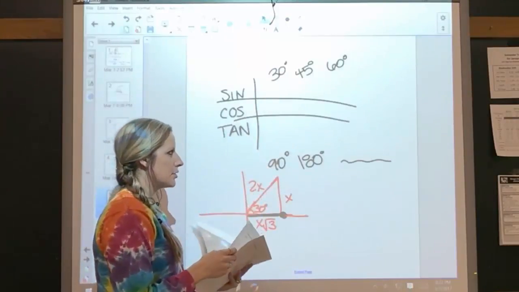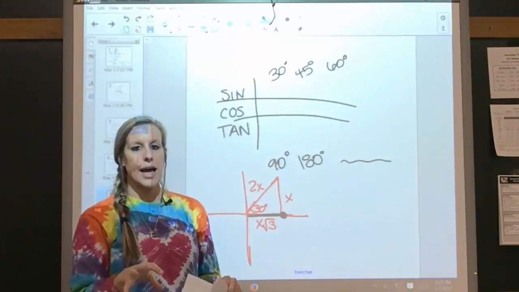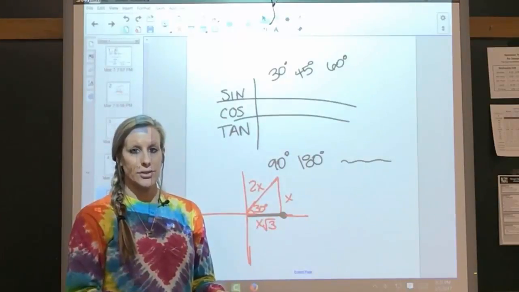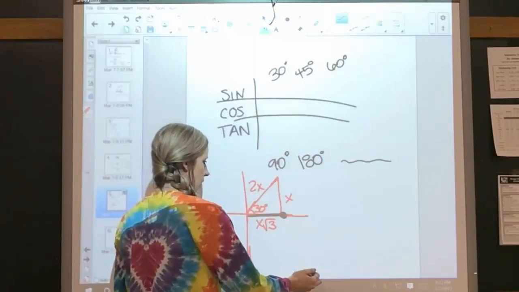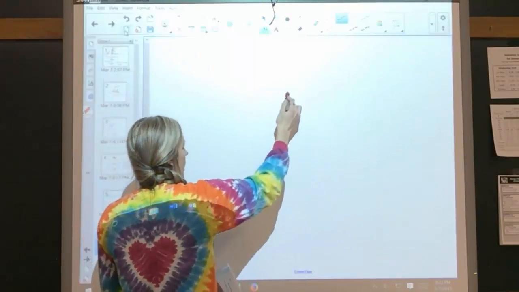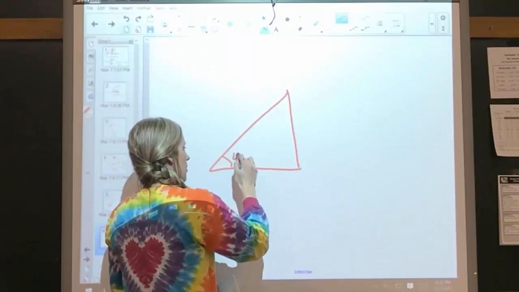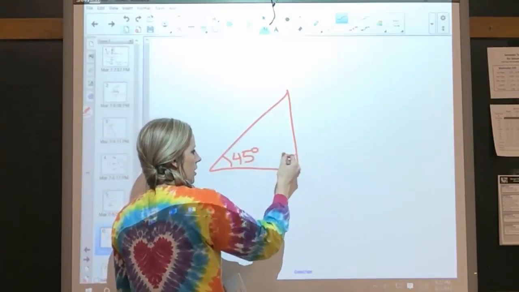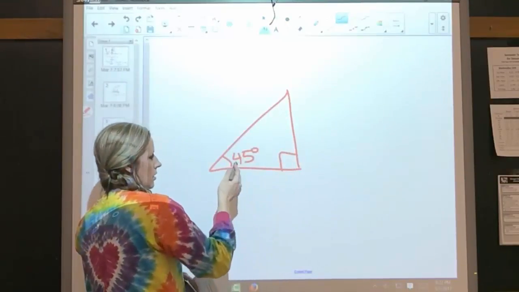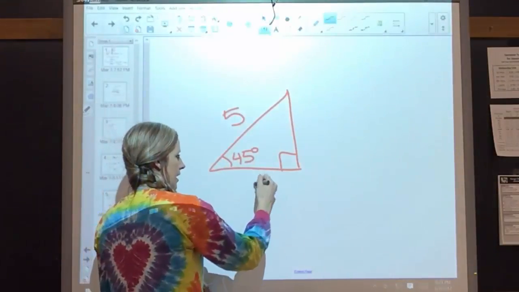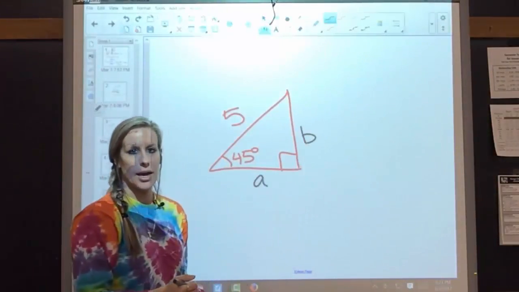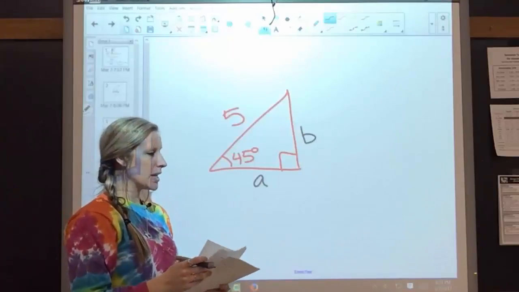You will have to find the missing sides of special triangles. So look over those notes. So like if I give you a 45-degree angle here and I say, okay, this side is 5. What is side A and B? Okay, you'll have to do a problem or a couple problems like that.